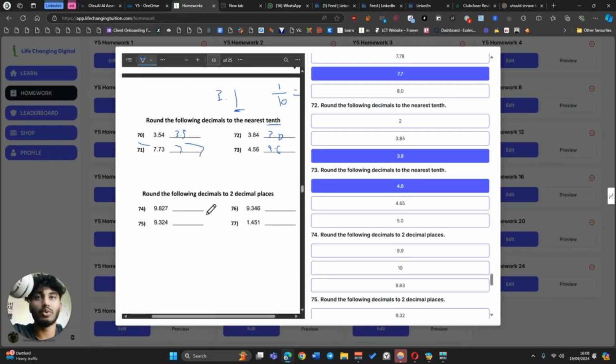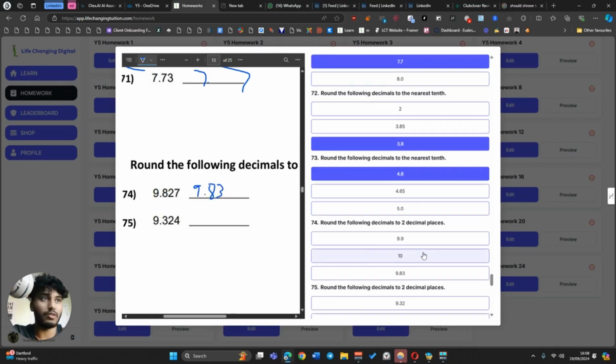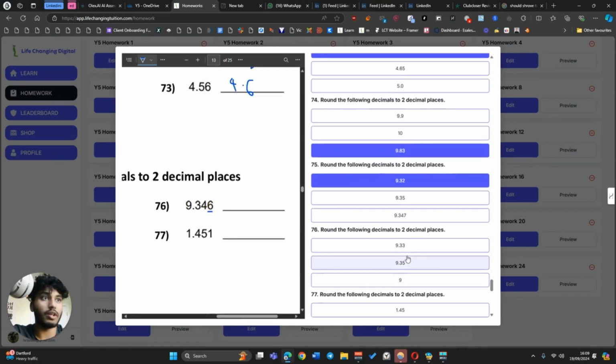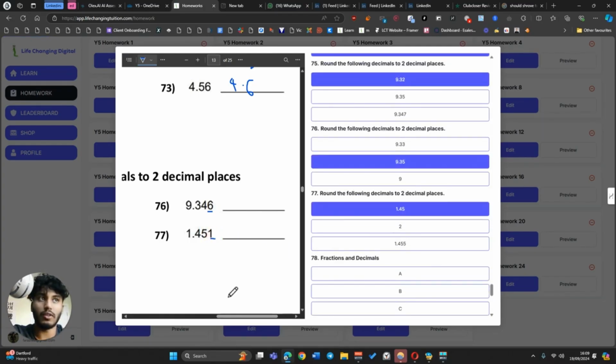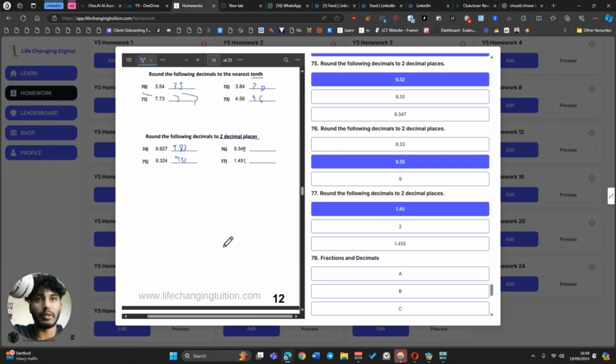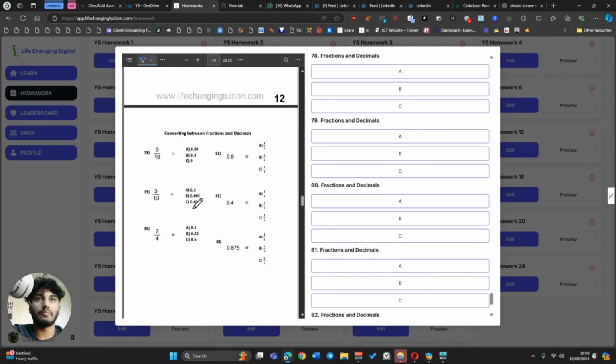Okay, now round to 2 decimal points. So we look at the one behind the second decimal point, which is this one. Does this round up or down? It rounds up, so it should be 9.83 instead of the 2. This one should round down, so 9.32. You can see this should round up, so it should be 9.35. And this one rounds down, 1.45. So when you say round to 2 decimal points, there should only be 2 decimal points behind in the answer, right?